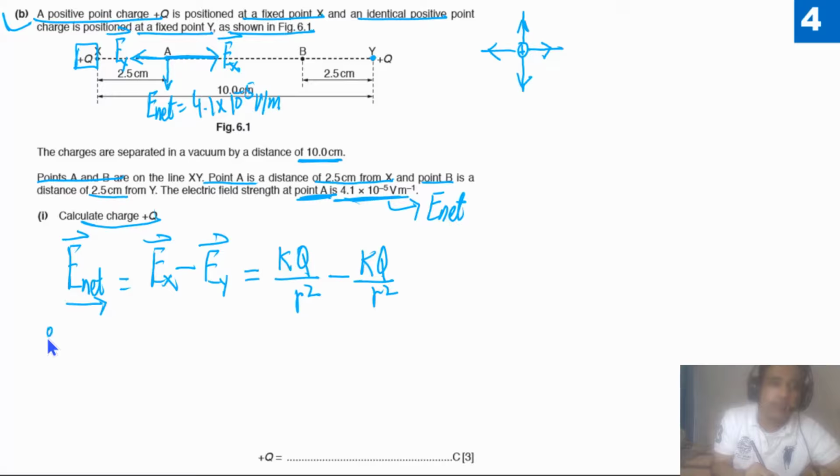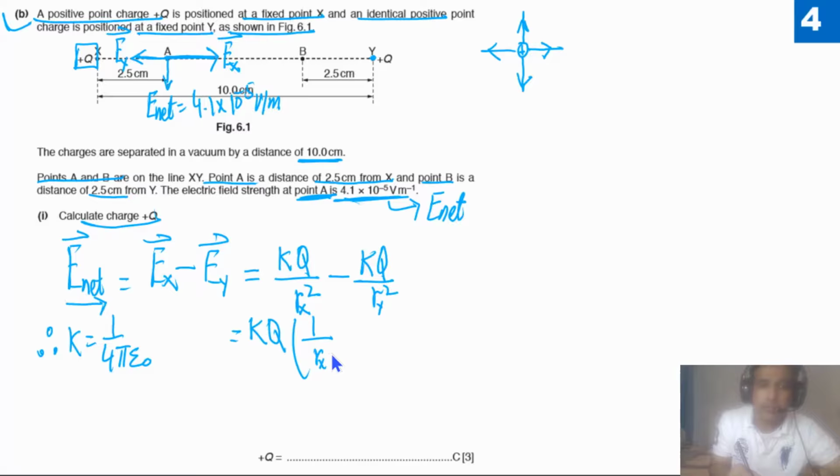But we need to understand that K is important. K is equal to 1 over 4 pi epsilon naught. So in this case we can take K out. This distance is Rx, this distance is Ry. So KQ we can take out, and we are left with 1 over Rx squared minus 1 over Ry squared. We just need to plug in the values of these two.